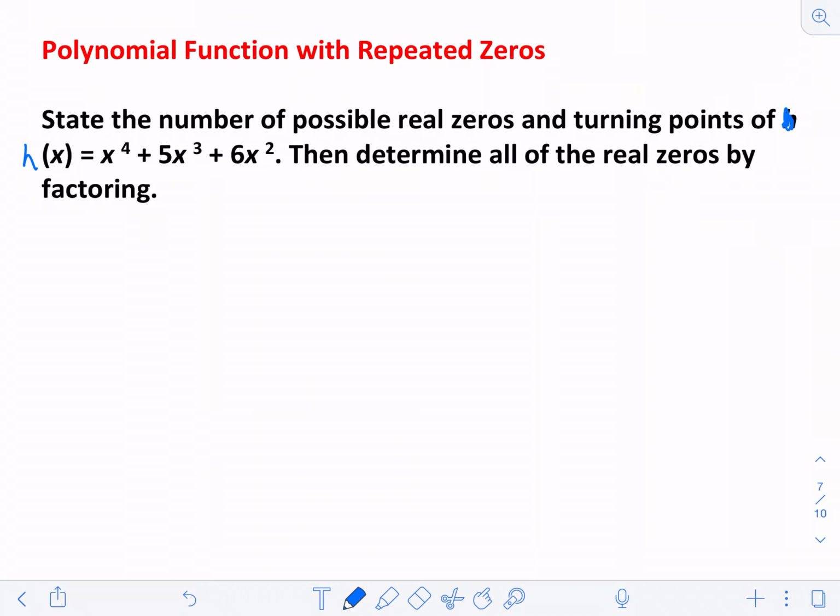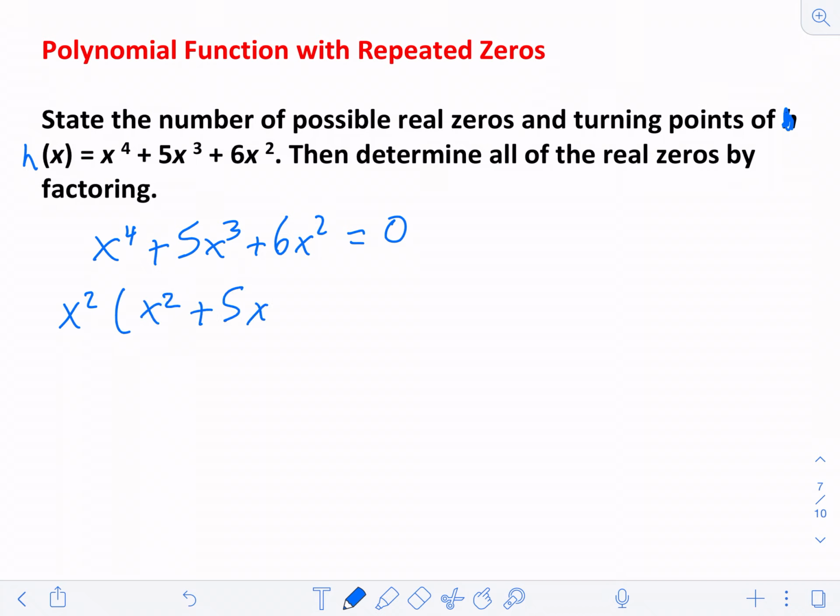h of x equals x to the 4th plus 5x cubed plus 6x squared. Let's factor that. So what do I have? I'm going to have x to the 4th plus 5x cubed plus 6x squared, and I'm going to say equals 0. So I factor that. Well, the first thing I could do is I could pull out an x squared, right? So x squared times x squared plus 5x plus 6 is equal to 0, right?